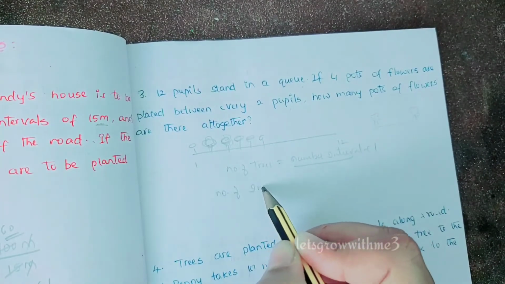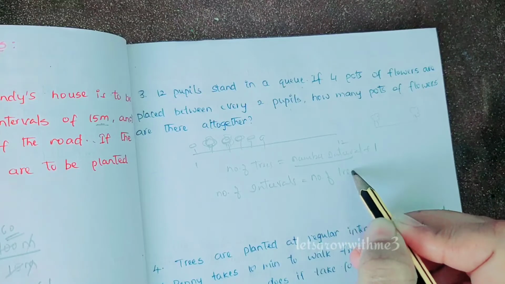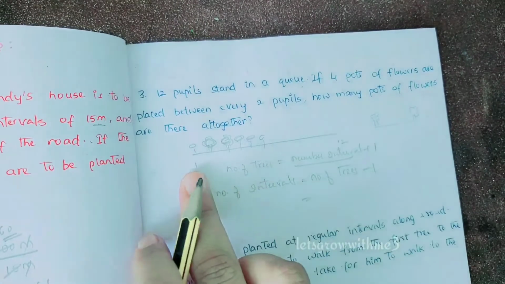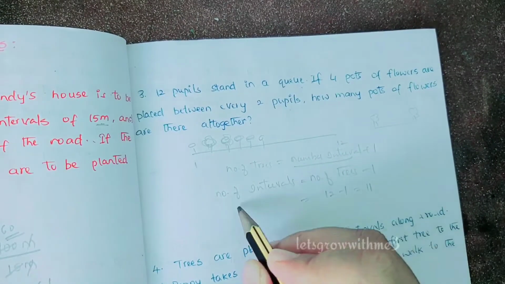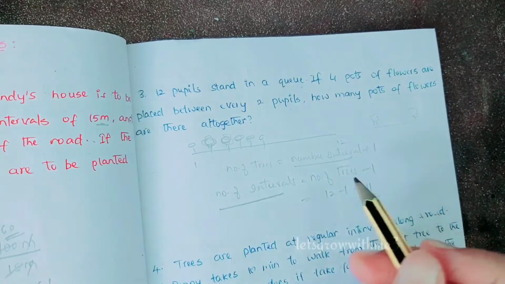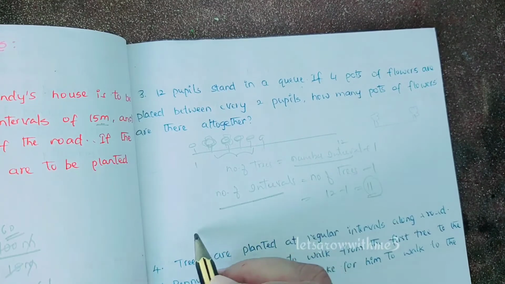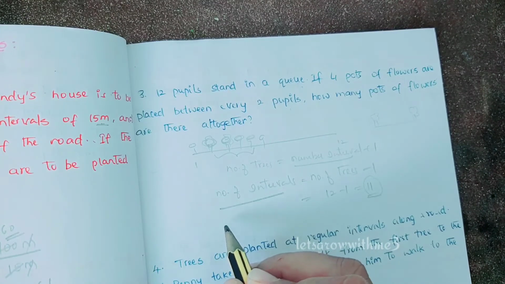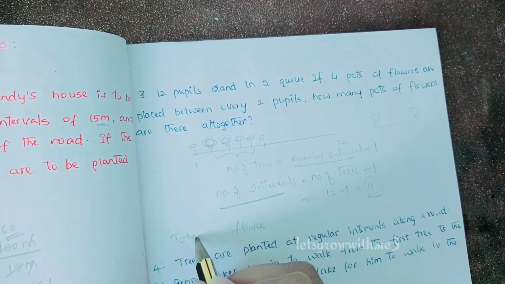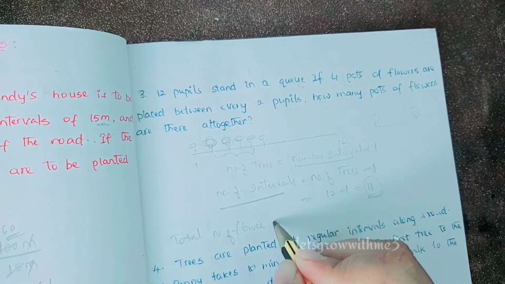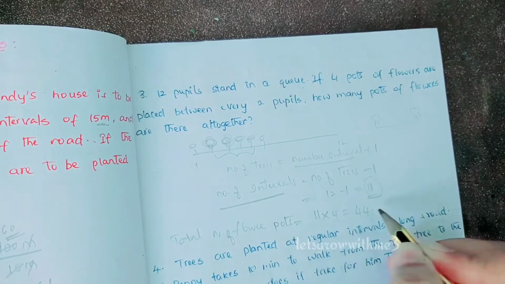So we need to add 1 to get the number of trees. Now we don't want the number of trees, we already know that value is 12. So we need to know the number of intervals, which is equal to the number of trees minus 1. So 12 minus 1 is equal to 11. So now we got the total number of intervals between people. Now we can find the number of pots of flowers. 11 gaps are there, and in each we need to keep 4 pots, meaning 11 times 4. So the total number of flower pots is equal to 11 times 4, which is equal to 44.